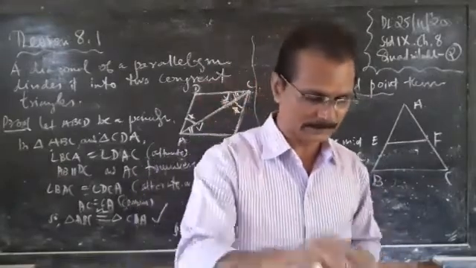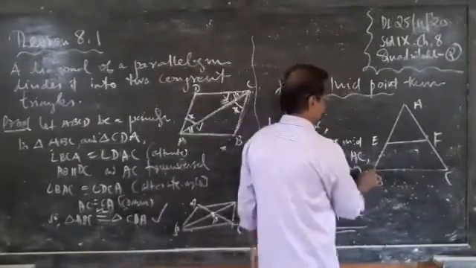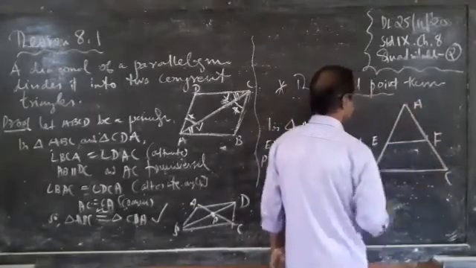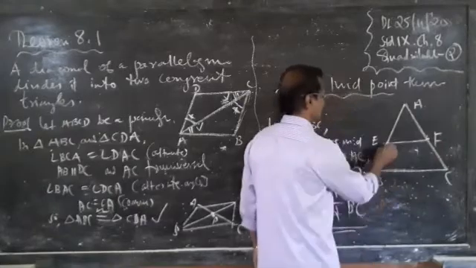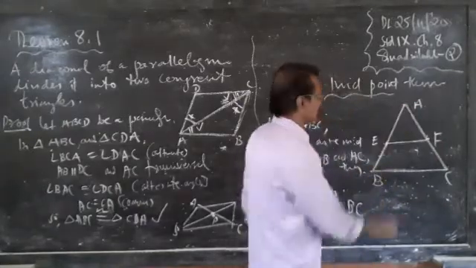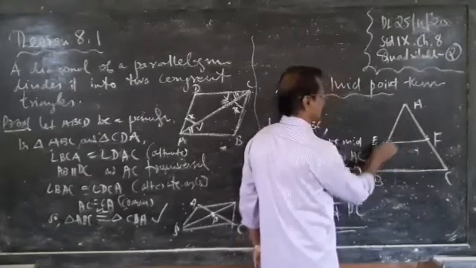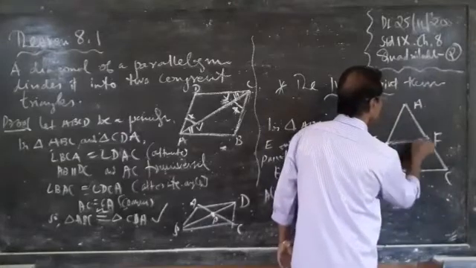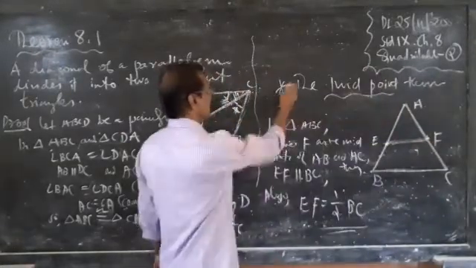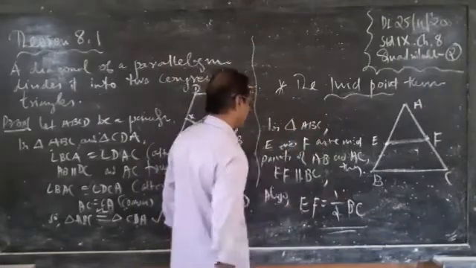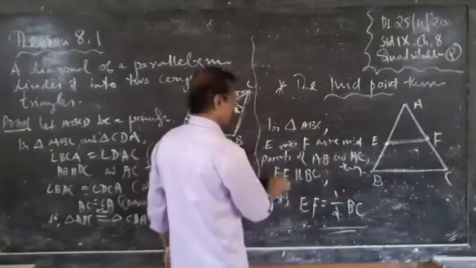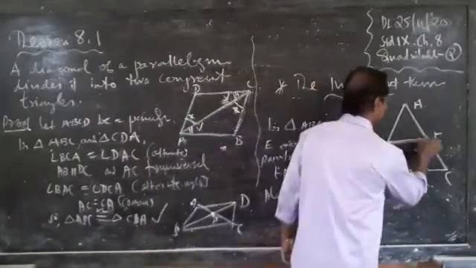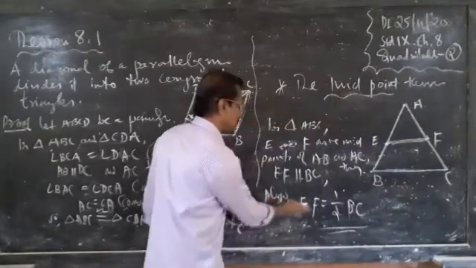Midpoint theorem. What is the midpoint theorem? I will tell you. You can see triangle ABC is given here. E and F are the midpoints. E is the midpoint of AB, and F is the midpoint of AC, and joining these two you will get a line segment EF. Then what is the midpoint theorem? In triangle ABC, E and F are midpoints of AB and AC. Then EF is parallel to BC.